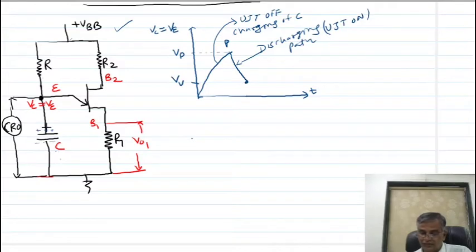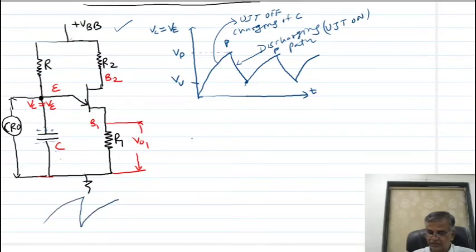When this voltage becomes the valley voltage, again the UJT will come into the off state. As the UJT comes into the off state, the capacitor again starts to charge. When the peak region is attained again, the voltage at this point becomes VP and it starts to discharge again. So this cycle is repeated and we get a sawtooth voltage as shown in the figure.